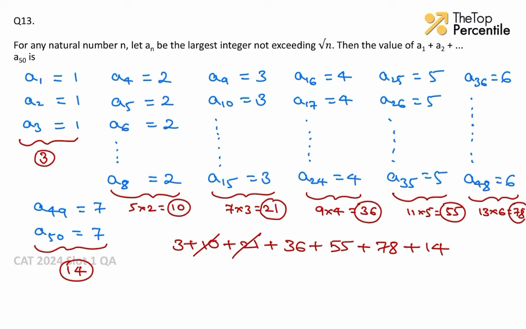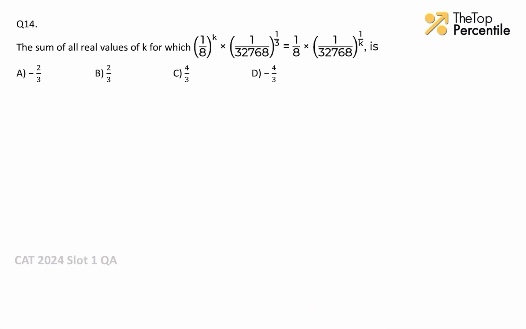So 10, 21 is 31. This will give me 67 plus 3. This will be 70 plus 78 and 55. This will give me 128 and 133 plus 14. This will be 70 and 133 will be 207 plus 14 will be 217. So this will be my answer. Let's look at the next question.